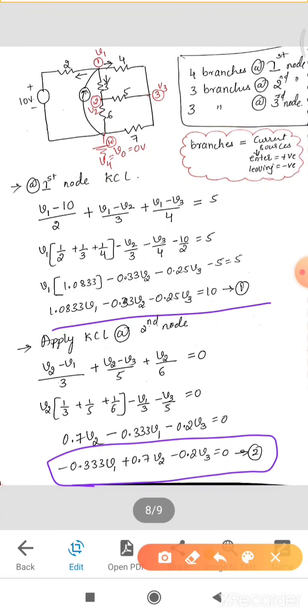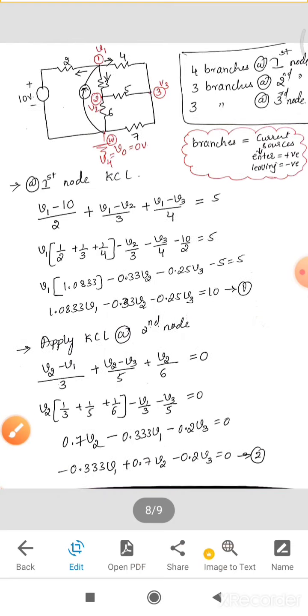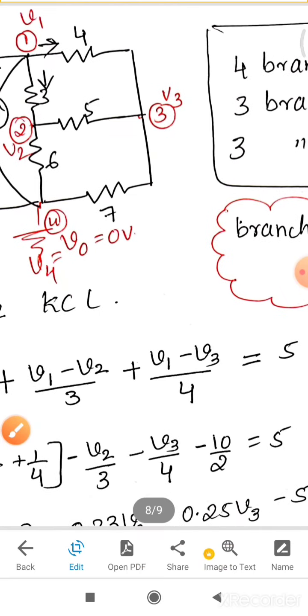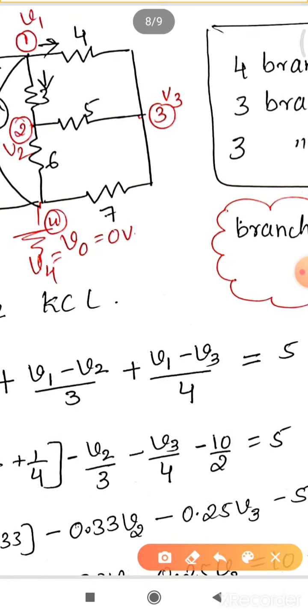You have got the first equation, second equation, third equation we require. For that we have to apply KCL at V3, or the third node. There are 3 branches, 1, 2, 3. So therefore 3 factors will be there. We'll be applying here. Observe, you are at V3, so V3 will be greater.